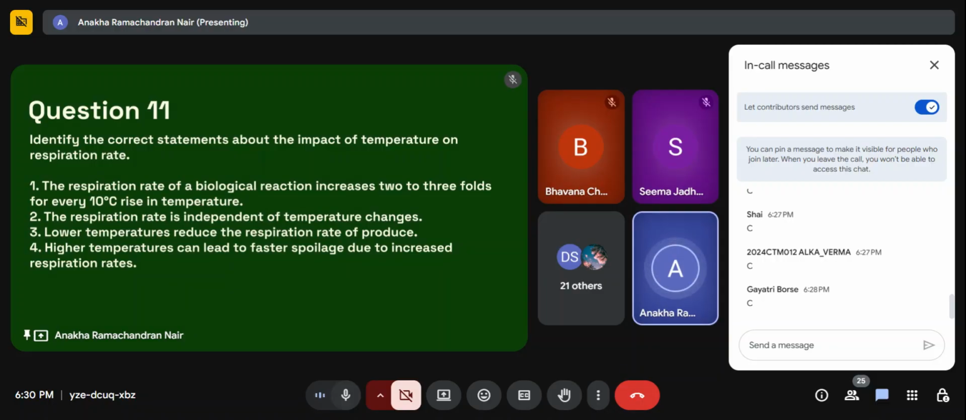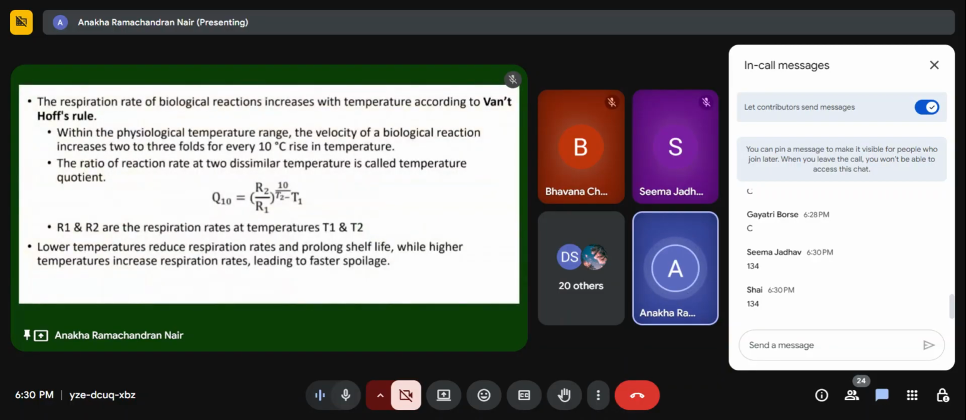So, what do you think the correct answer is? And again, there can be multiple correct answers or a single correct answer. So, 135. All right, 135. So, first, let's go see the answer for this. Right, so 134, yes, so most of you are correct. 134 is the answer, and that is because this is according to the Van't Hoff's rules, right?